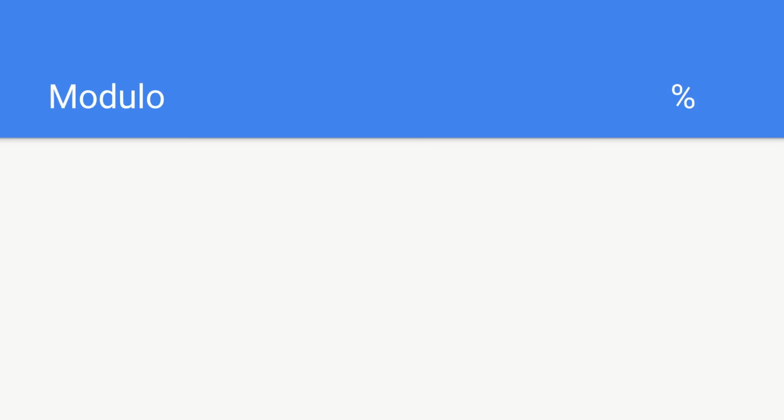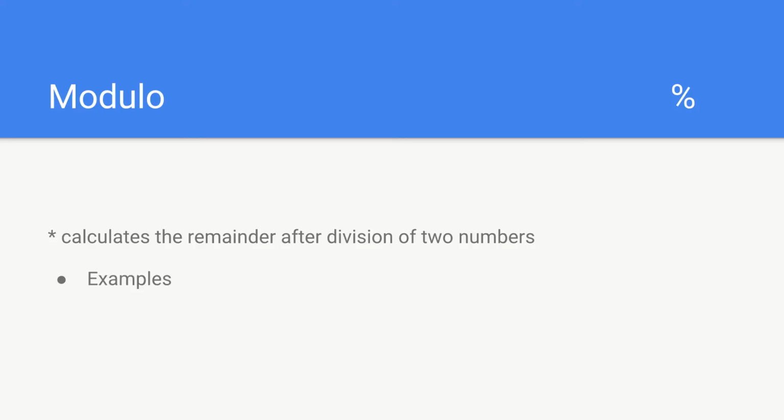The one operator you might be slightly unfamiliar with is the modulo operator. This operator is represented by the % symbol, and it basically calculates the remainder after the division of two numbers. If we look at a few examples, we see that 5 modulo 2 is 1 because 2 goes into 5 twice with 1 left over. Another example, 10 modulo 5, gives us 0 because 5 goes into 10 twice with nothing left over. So this is a new operator, but it's fairly straightforward.